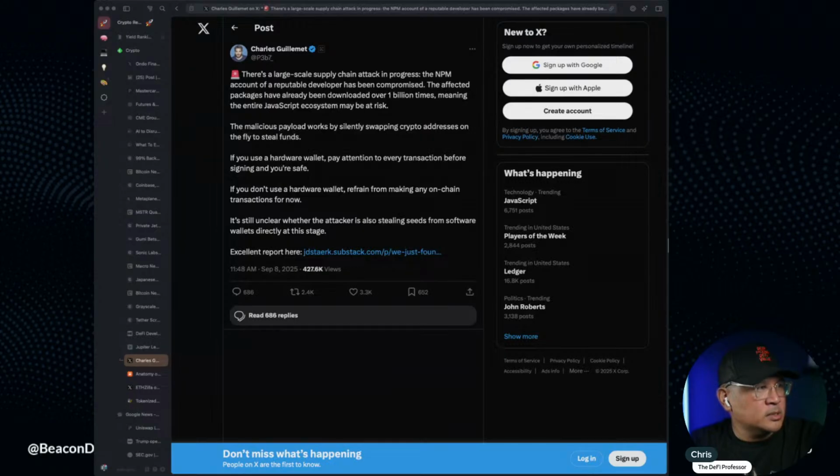Yeah, because this is attacking all your transaction data before you even sign. The moment you sign, you're toast. So I would just not do anything.